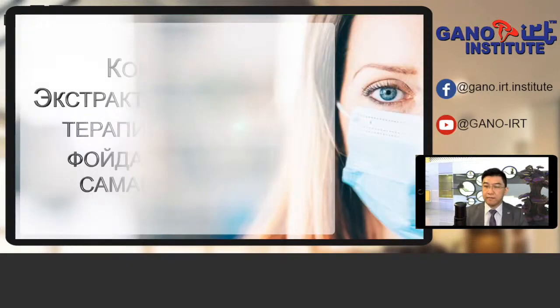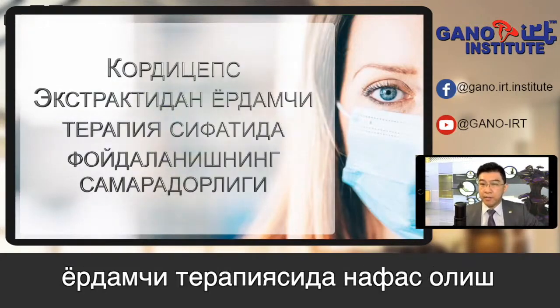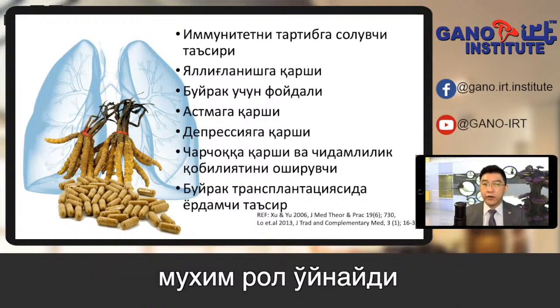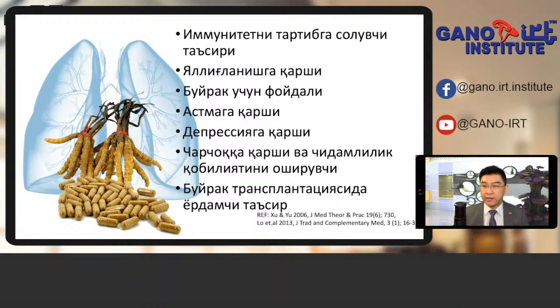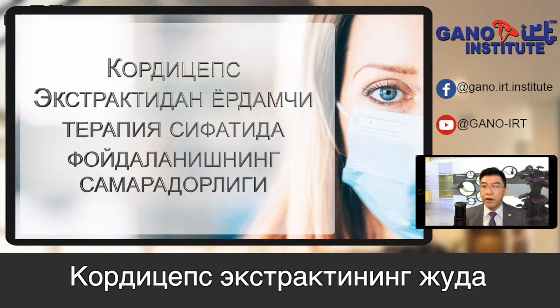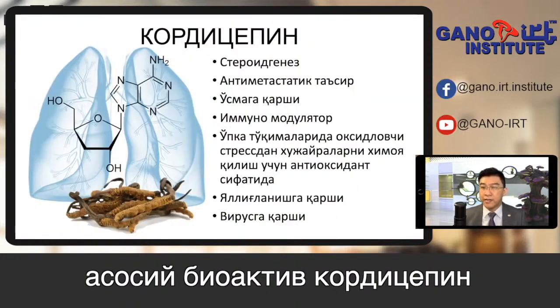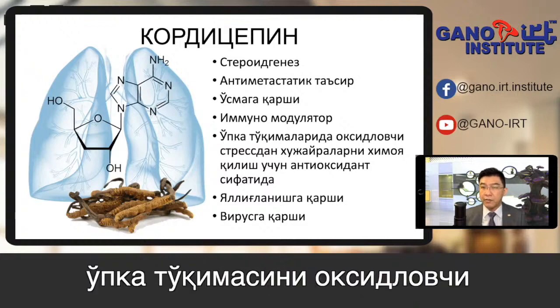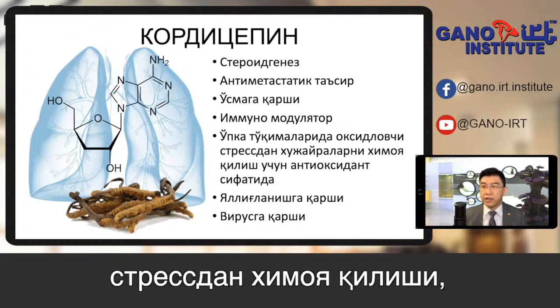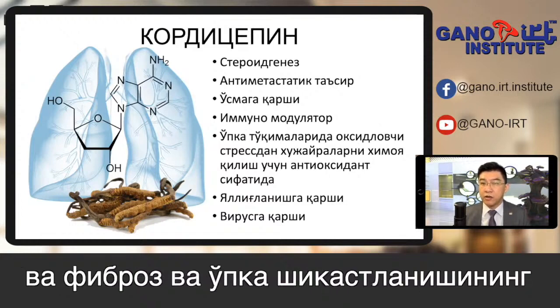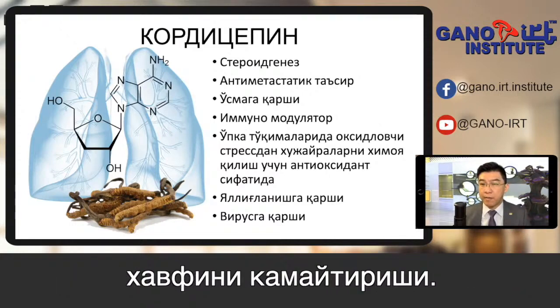In Gano-IRT adjuvant therapy, cordyceps extract is another important player for respiratory health benefits. One very important function of cordyceps extract, with the main bioactives cordycepin and adenosine, is to help protect lung tissue against oxidative stress, which is also caused by cytokine storm, and reduce the risk of fibrosis and lung scarring.